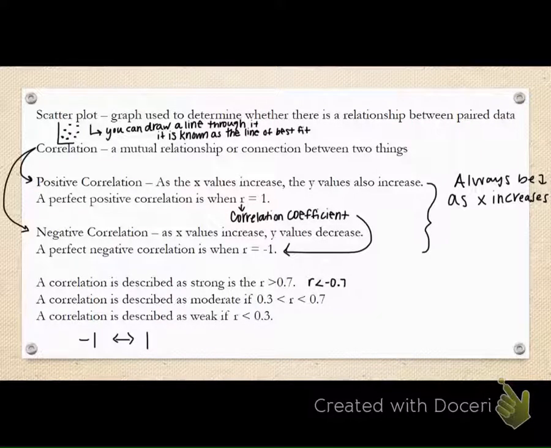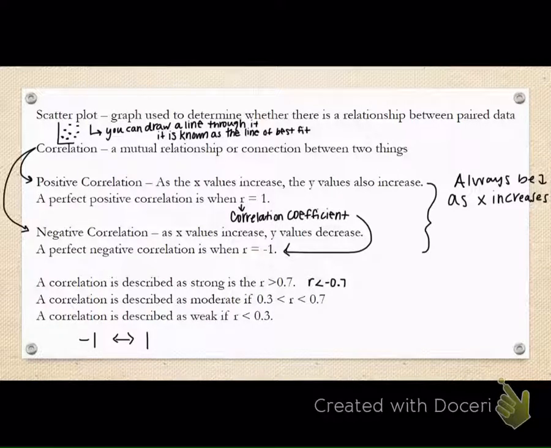A correlation is described as moderate if it's between 0.3 and 0.7 or between negative 0.3 and negative 0.7. And a correlation is described as weak if R is less than 0.3 in absolute value, because you're talking about going towards 0. If R equals 0, there is no correlation.